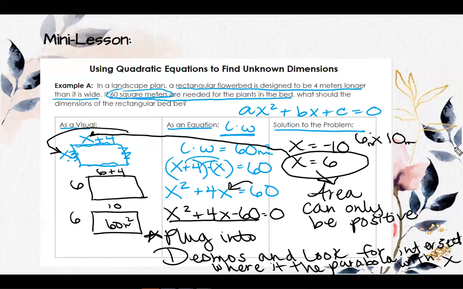So when you're looking at these area problems, you're always going to do length times width, right? Okay. If it says 4 meters more, you're adding, right? What if it said 4 meters less? Then you're subtracting. What if I said it's double the amount of meters? Then you're multiplying. Good, not x squared, you're multiplying by 2. All right, you guys good with this?